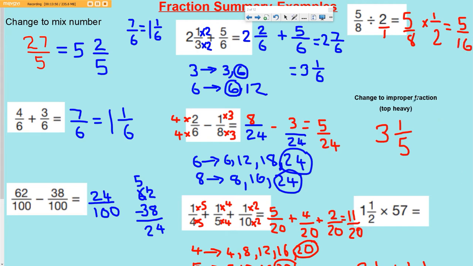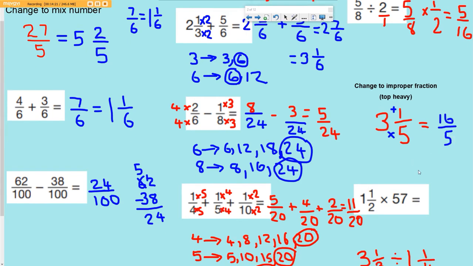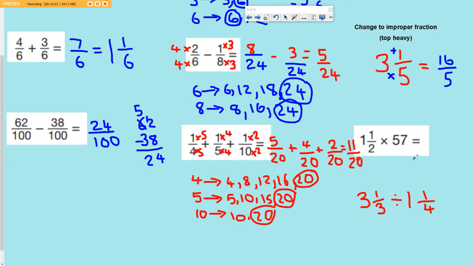Okay, now they said change this to an improper fraction. So this is what we're going to do now: we times the 5 by the 3, then add 1. So 5 times 3 is 15 plus 1 is 16. So you get 16 upon 5, and that's our improper fraction there. Okay, excellent. So we've got a few other questions over here to get done.